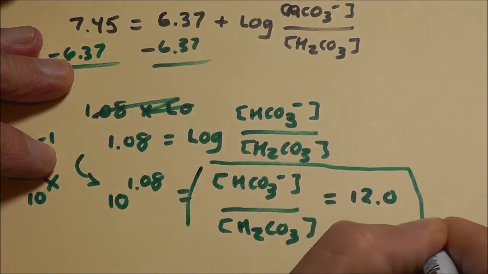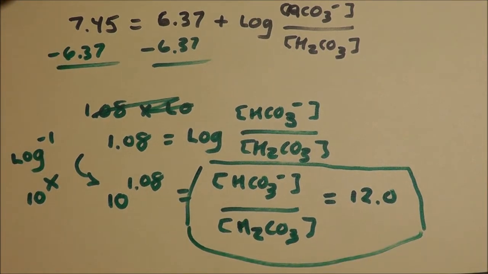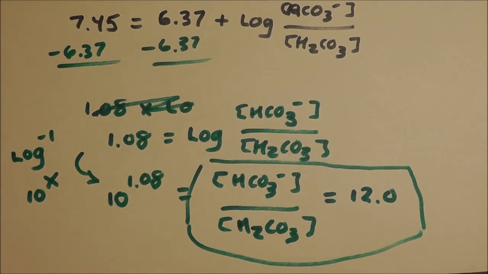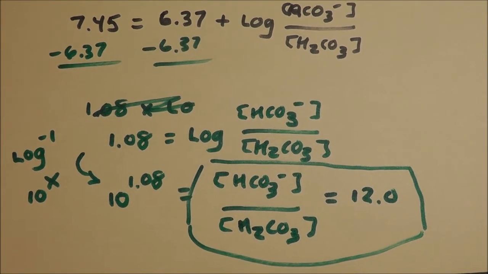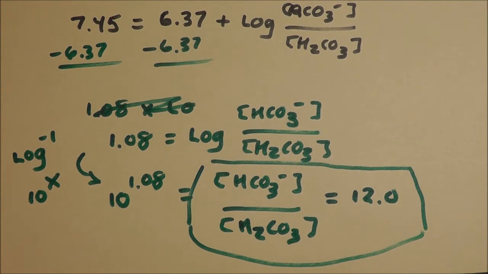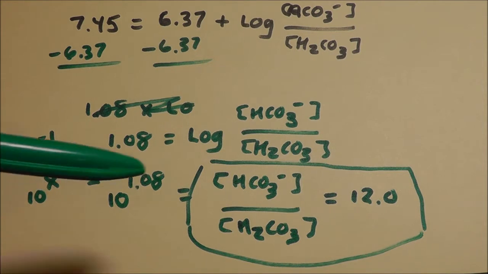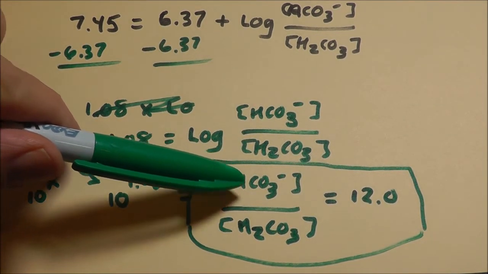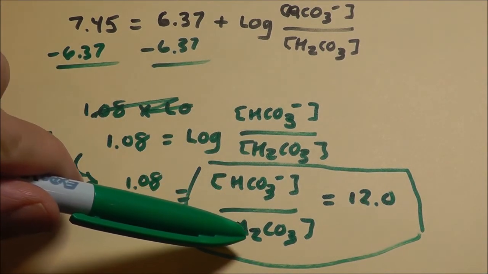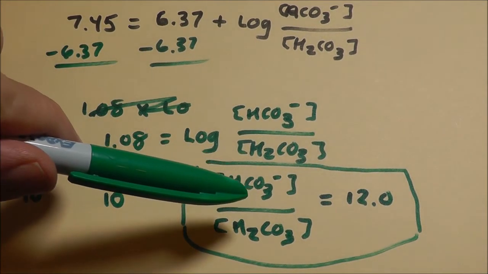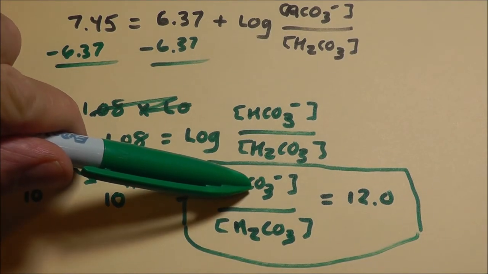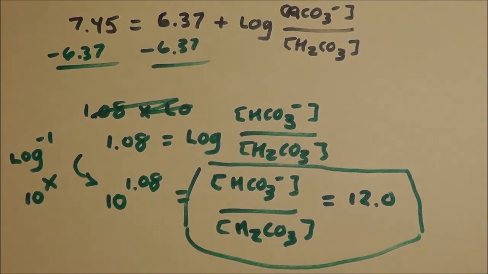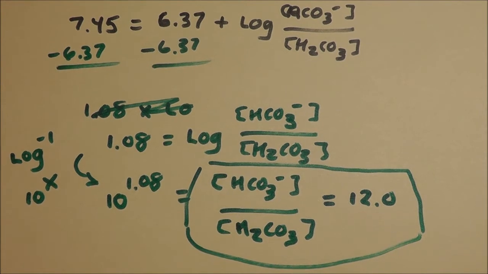So the ratio of bicarbonate ion to carbonic acid in your blood is 12, meaning we didn't even find the concentration. We just know that bicarbonate ion's 12 times more concentrated. As a matter of fact, the funny thing is it doesn't matter what each individual concentration is. This could be 1.2 moles per liter and then 0.1, or it could be 0.6 moles per liter and 0.05, as long as it's a 12 to 1 ratio.